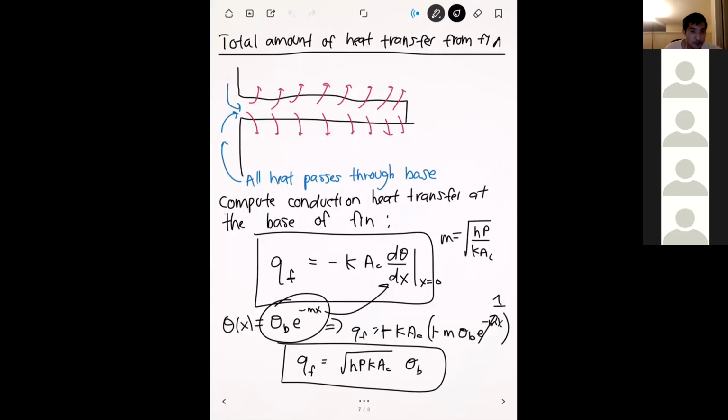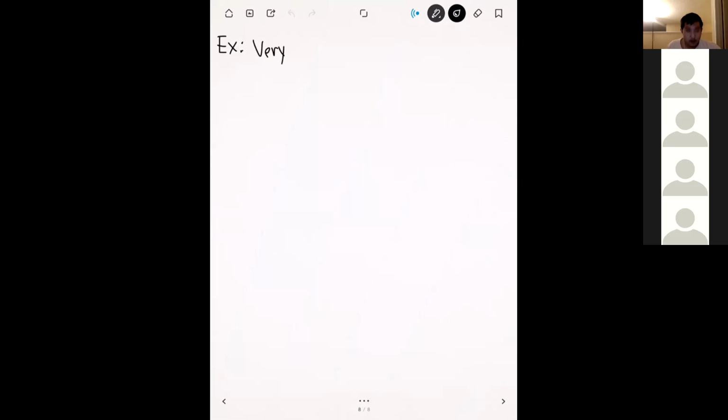Let's say that we have a very long fin with a diameter of 5 millimeters. Professor, can you go back one page in your notes really quick? Sure. Are you good? Yes. Okay, good. So in this example, we have a very long fin with a diameter of 5 millimeters.